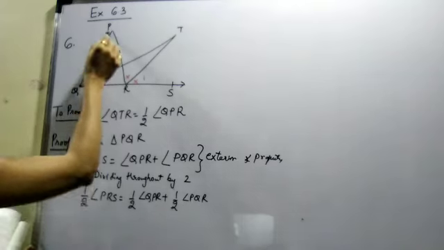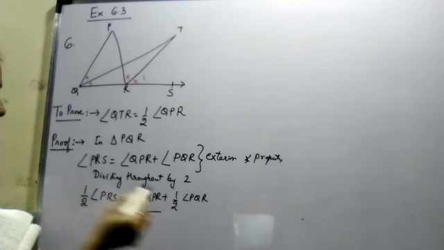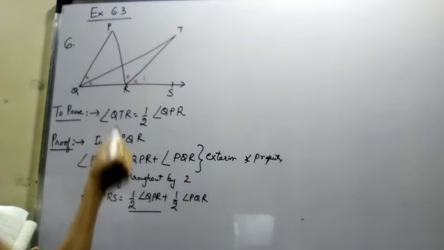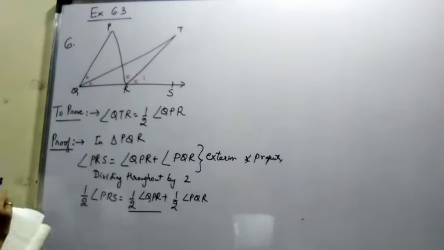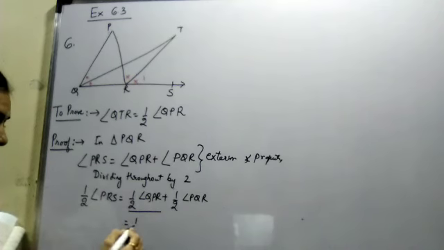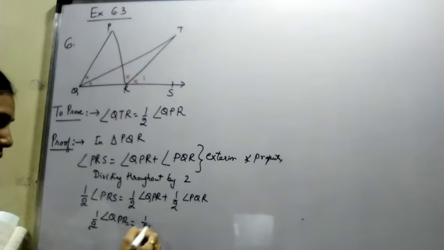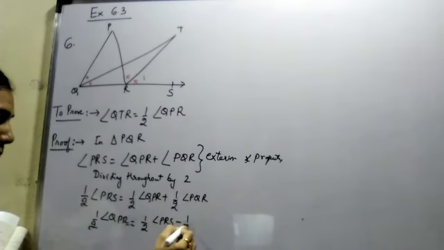Half of QPR. This I want to prove, so I'll keep it like this. Half of angle PQR, PQR's half is this. So I can write down that half of angle QPR, I'm transposing this term on this side, is equal to half of PRS minus half of PQR.